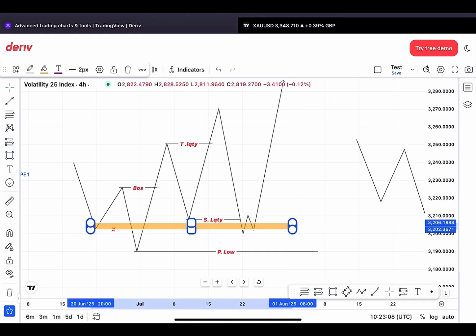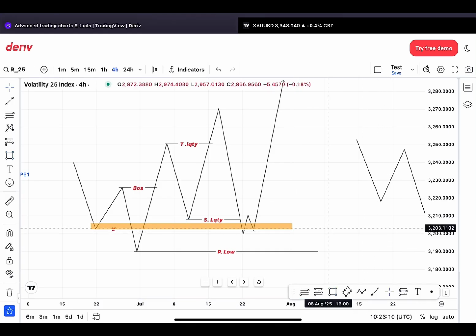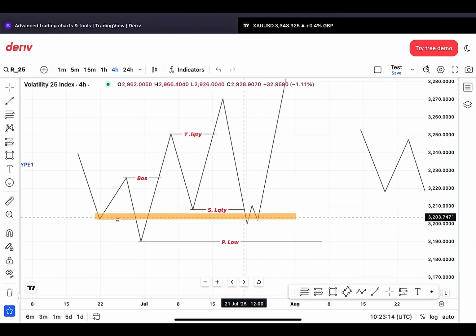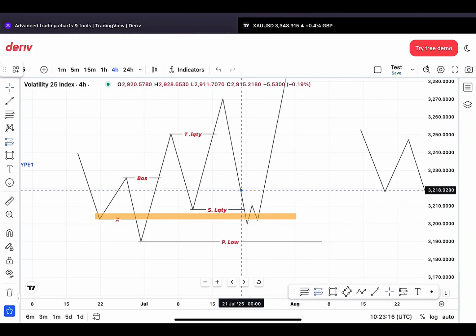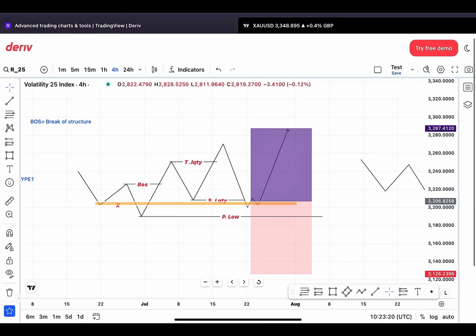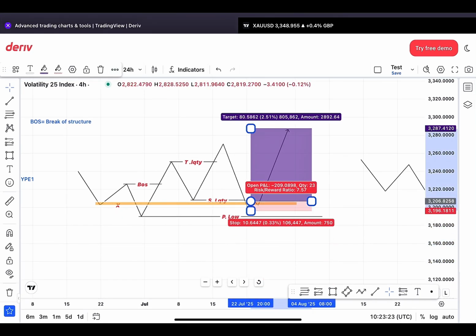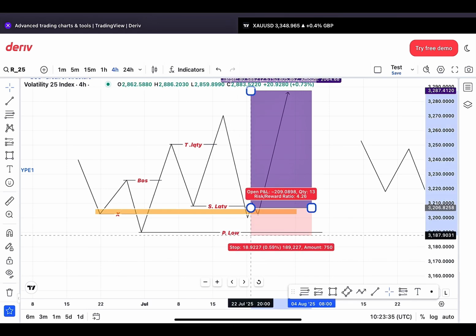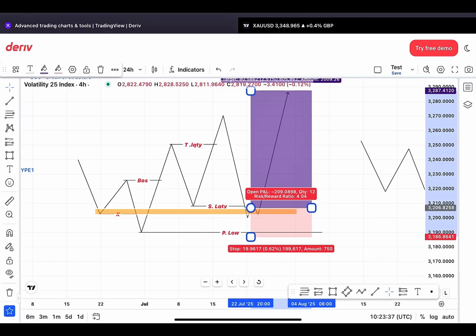You can draw the demand because there's still money around that area. But that doesn't mean if you map out the demand to this area here, you should enter for a trade like this, because there is no protected low here. There's nothing protected around this area. So the protected low, which is the P low, is where your stop loss is supposed to be.